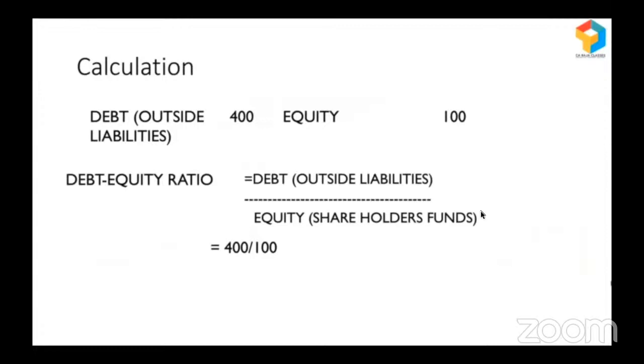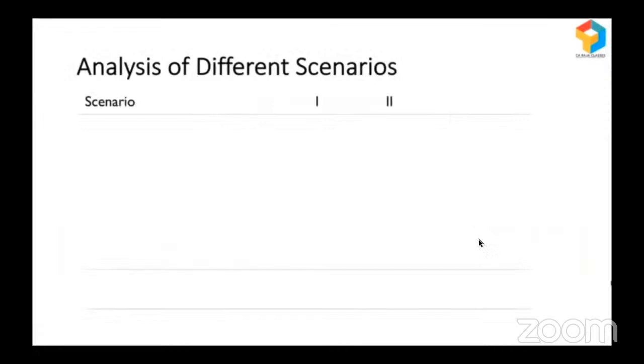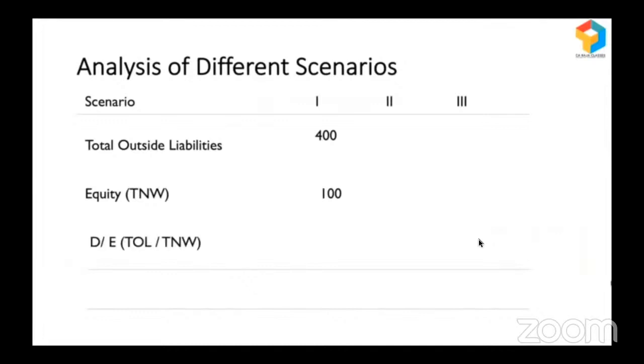Let me take you through a 3-case scenario, so that we can understand it better. The first scenario we are discussing now is total outside liabilities of 400, and equity, the money contributed by the owners as well as the profits attributable to them put together, 100. If I calculate the debt equity, that is total outside liabilities divided by equity, 400 by 100, I get the value as 4, and we express it as 4:1. It means for every 1 rupee contributed by the owner, this business has borrowed 4 rupees.